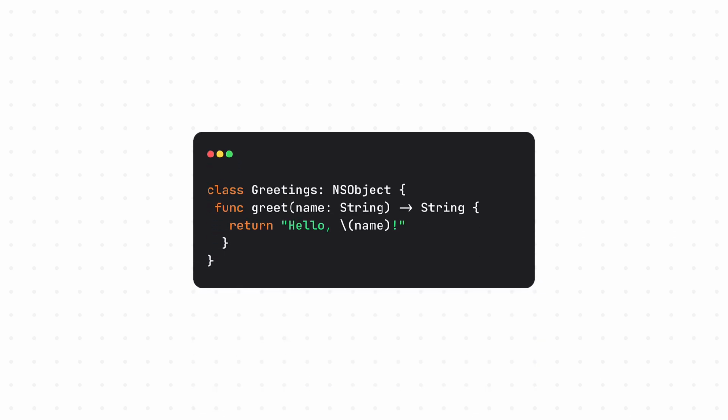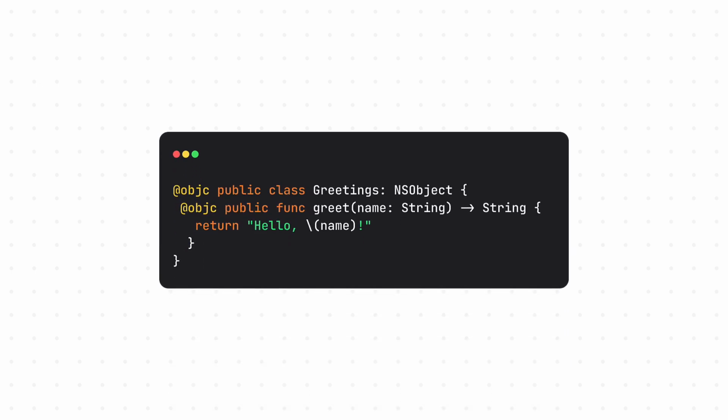Let's say that we have this class written in Swift. To be able to call this class and execute its function from Kotlin, we need to add those Objective-C annotations on both the class and the function. Keep in mind that you also need to specify a public visibility modifier just in case. Now, with this class definition, we could execute the Cinterop tool to create bindings for us.